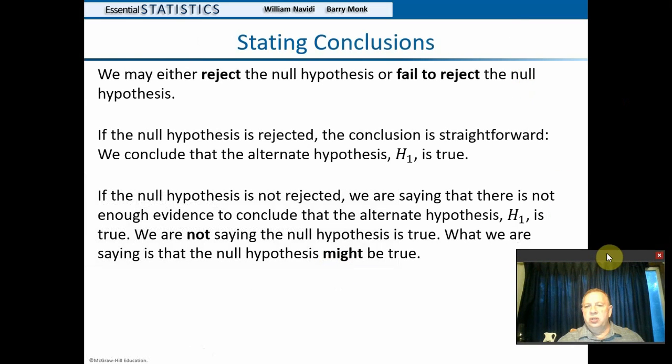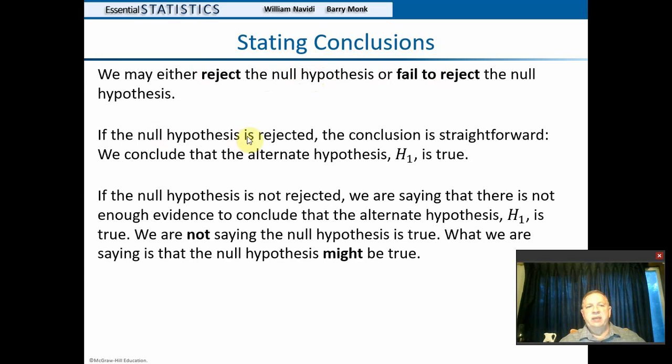So here are our conclusions to a hypothesis test. We're either going to reject the null hypothesis or fail to reject the null hypothesis. It's always the null. We have to go back and reconcile: is that the statement that we wanted to prove or disprove to start with? Which one is it? We have to go through some little reconciling. But the only thing we're going to reject or fail to reject is the null hypothesis.